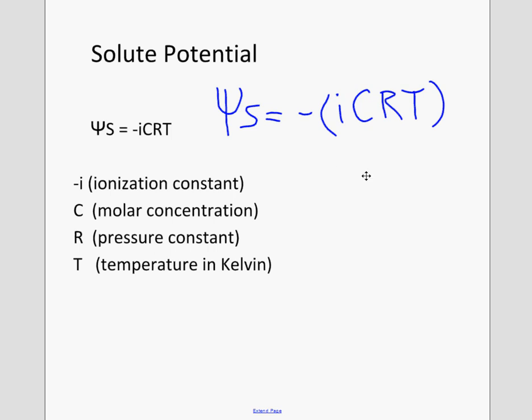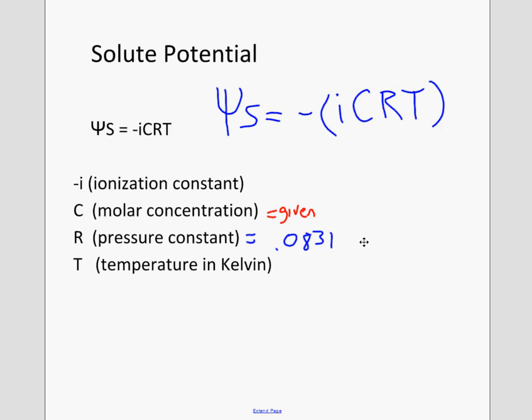So let's talk about these different numbers in the context of our class. Concentration, you're usually not going to have to figure this out. It'll be given. It'll be a number in moles, and it's always given. The R, the pressure constant, is the same every single time, 0.0831.